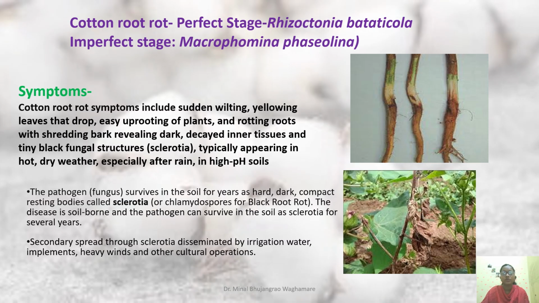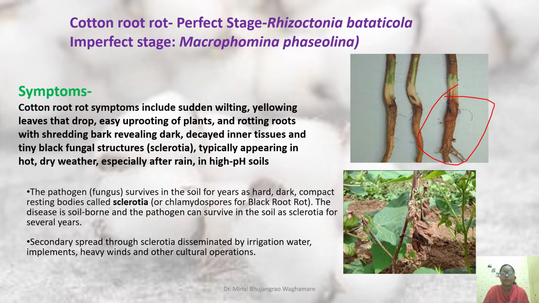the weakening of the root, and we can find the rotting of the root also. We can see here rotting of the root takes place and a wilting appearance will come. We can remove the bark present on this root very easily. So shredding of the bark and revealing the dark root leads to the rotting of the root. With that, we can also find some tiny black colored fungal fruiting structures, that is sclerotia, present in this pathogen infection.